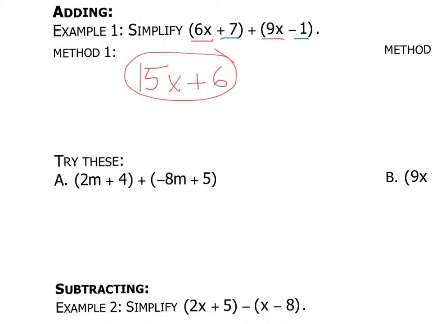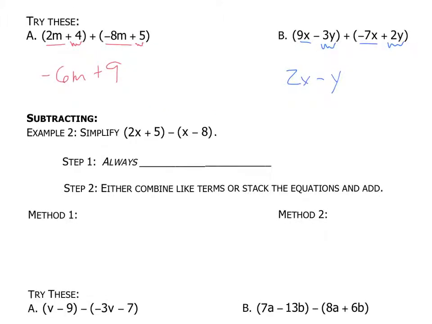All right, you guys have to try these problems. Go ahead. Okay, you can check your answers on the board. See, on A, I got -6m plus 9. On B, I got 2x minus y. You can do minus 1y. The 1 is optional. If it's there, it's fine. If it's not, it's fine.